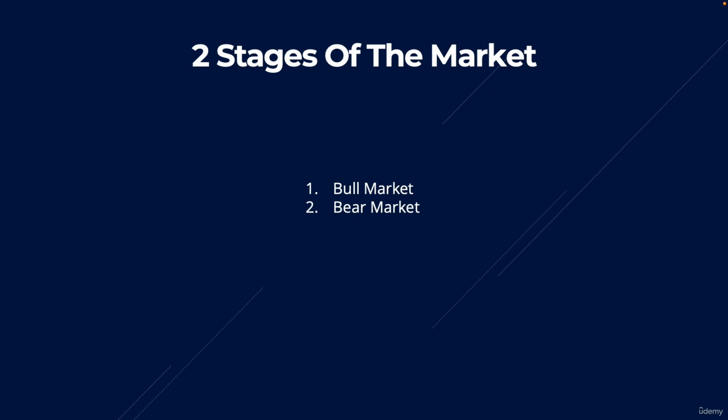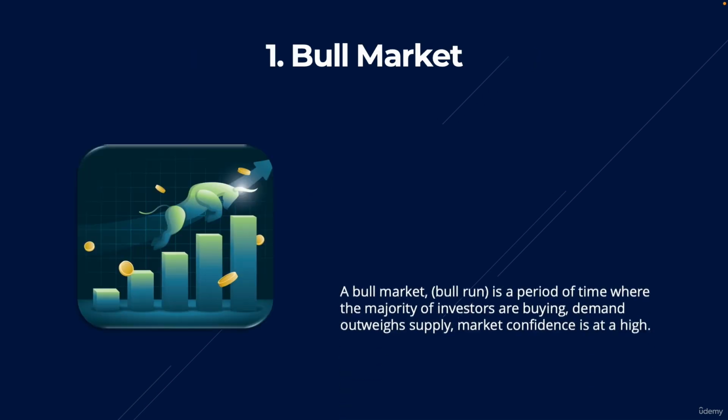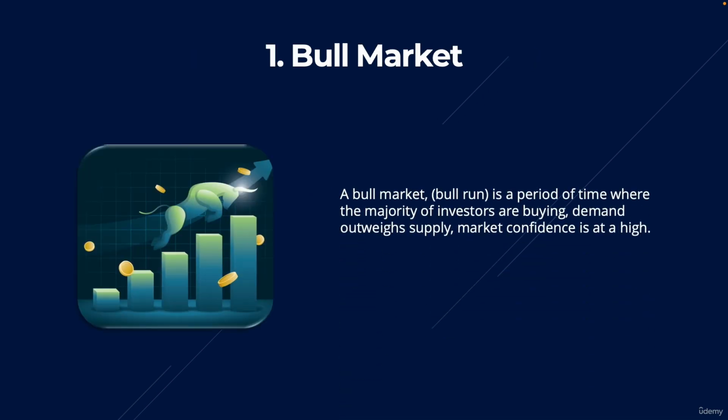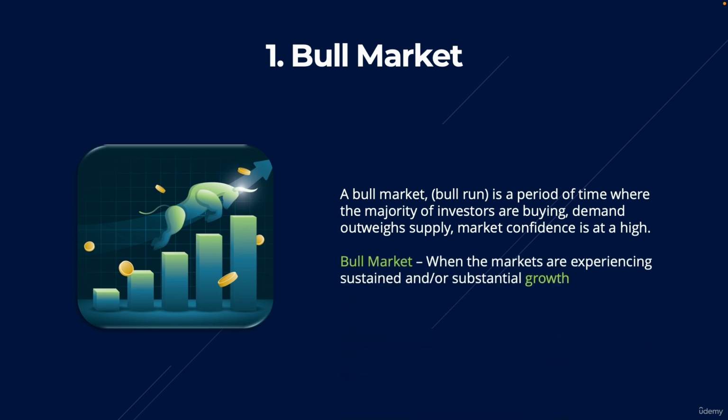So to understand how NFTs perform in these different stages of the market, we first need to understand what each stage actually means. So first up, a bull market. Well, a bull market or a bull run is a period of time where the majority of investors are buying, demand outweighs supply, and market confidence is at a high. Or in other words, a bull market is when the markets are experiencing sustained and or substantial growth. So bull markets are absolutely great. That is when things are growing.